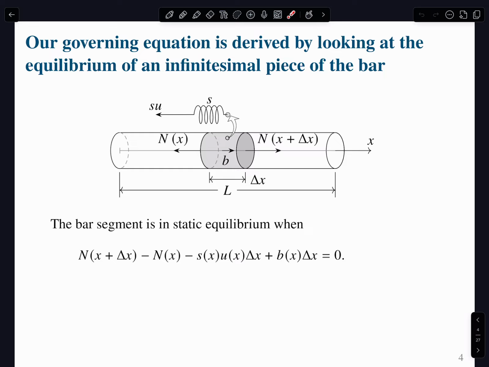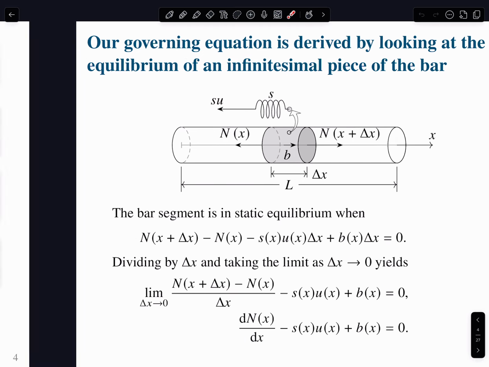So when we write down all the forces that are acting on that infinitesimal segment, you have n of x plus delta x, which is this force here, minus n of x, which is that force there, minus s times u times delta x, which is this value produced by our spring here, and then finally plus b delta x, assuming that we have a positive load per unit length. All right.